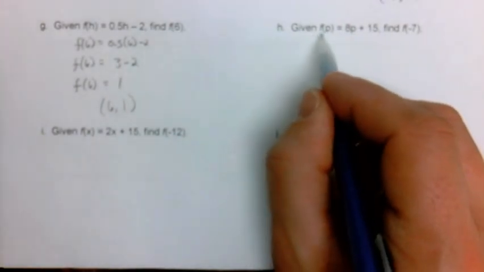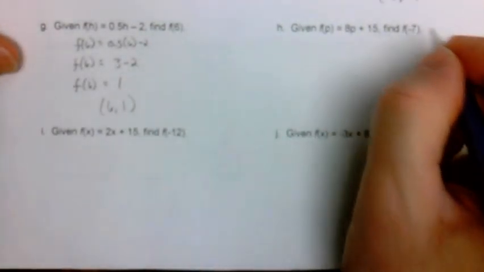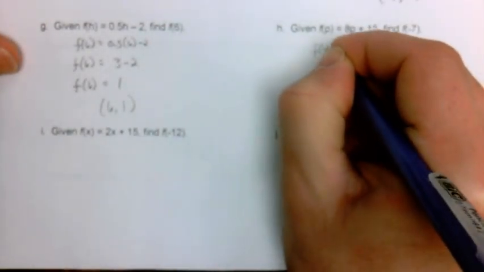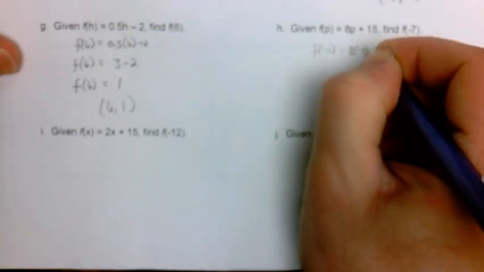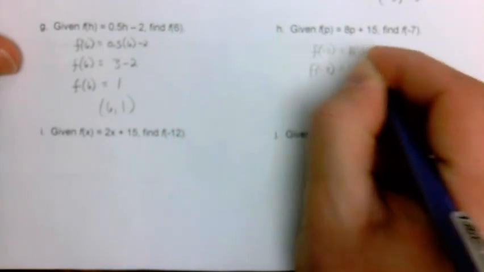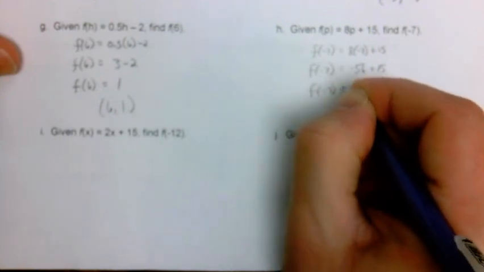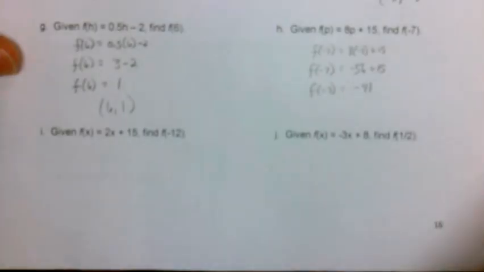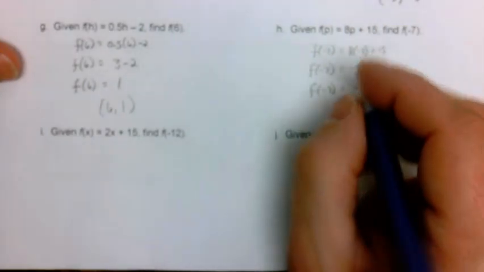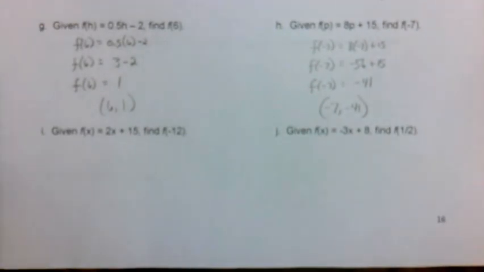That's the solution. In our next function, f of p equals 8p plus 15. Find f of -7. So -7 is our input. f of -7 is 8 times -7 plus 15. And then when we do our multiplication, 8 times -7 is -56. And then if we add -56 and 15, we get -41. So f of -7 is -41. -7 comma -41 is the ordered pair that represents the solution here.